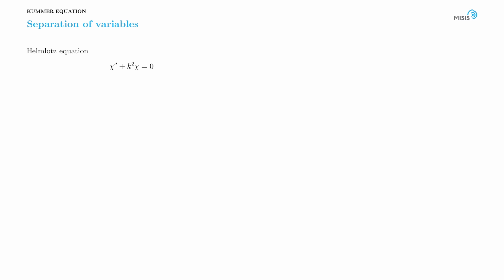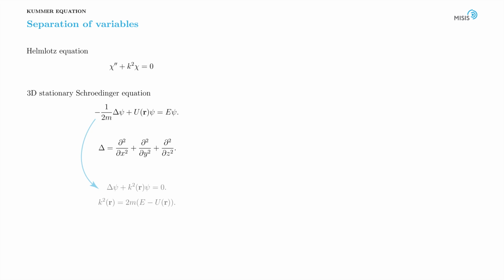First, consider the three-dimensional stationary Schrödinger equation. Here, m is the mass of a particle, delta is the three-dimensional Laplace operator, and U of r is the potential energy. Or one can rewrite it as a Helmholtz type equation, where k squared is a coordinate-dependent wave vector.